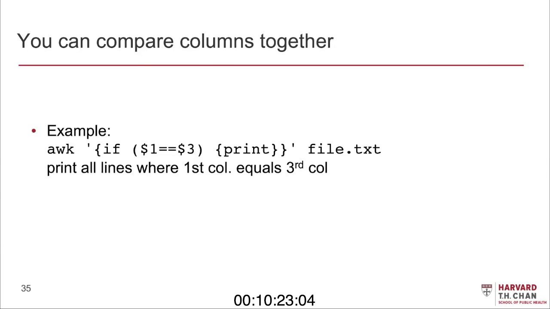Another thing you need to know is that you can also use the awk function to compare columns together. So in this example, you can print the lines only if the value in the first column is similar to the value of the third column.